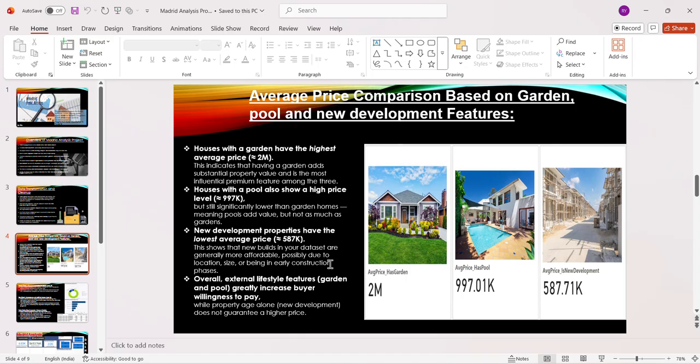And if we look, the new development properties have the lowest average price. This shows that new builds in your data set are generally more affordable, possibly due to location, size, or being in early construction phases. So the overall external lifestyle features, garden and pool, greatly increase buyer willingness to pay, while property age alone, which is new development, does not guarantee a higher price, as there is also garden and pool. That's why.